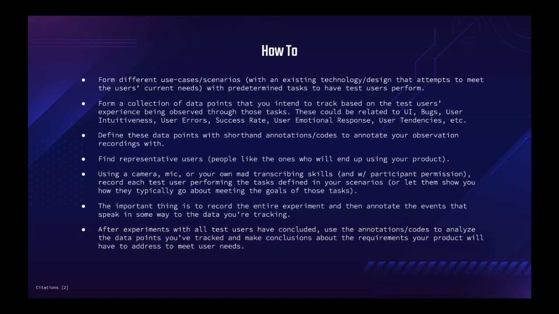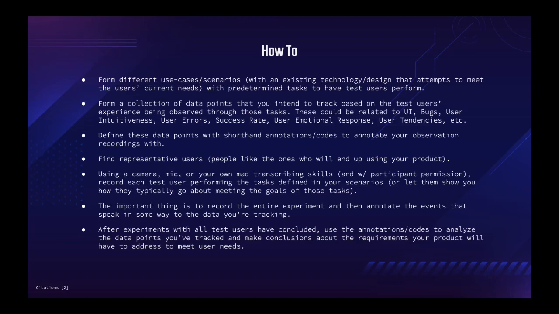Define these data points with shorthand annotation code to annotate your observation recordings with. Find representative users, people like the ones who will end up using your product. Use a camera, mic, or your own mad transcribing skills, and with participant permission, record each test user performing the task defined in your scenarios, or let them show you how they typically go about meeting the goals of those tasks. The important thing is to record the entire experiment and then annotate the events that speak in some way to the data you're tracking.